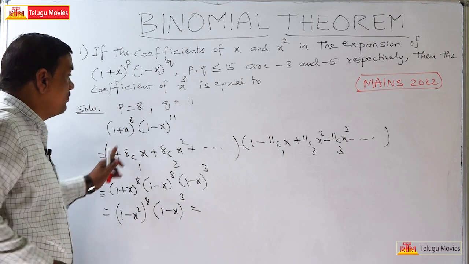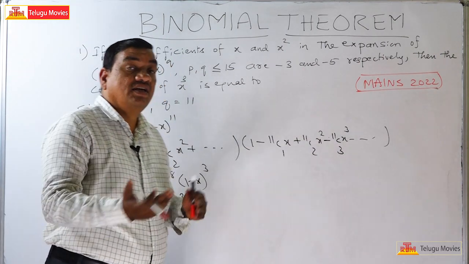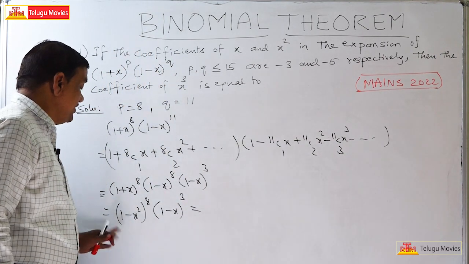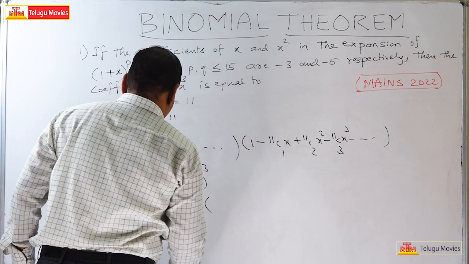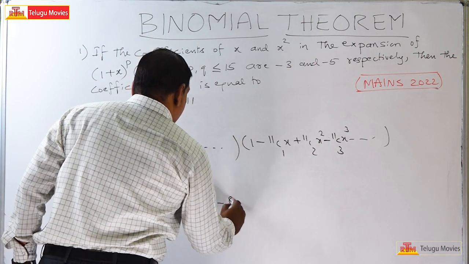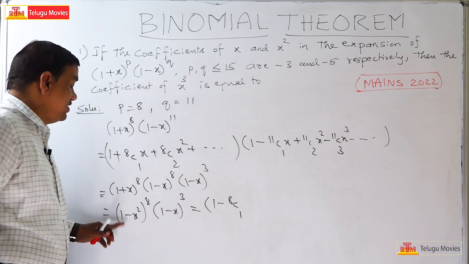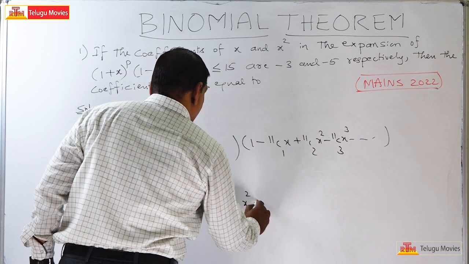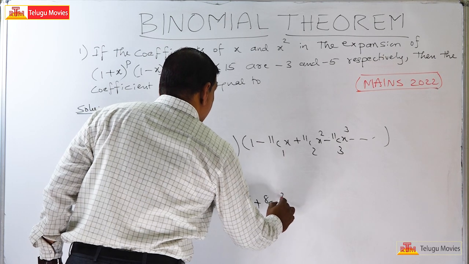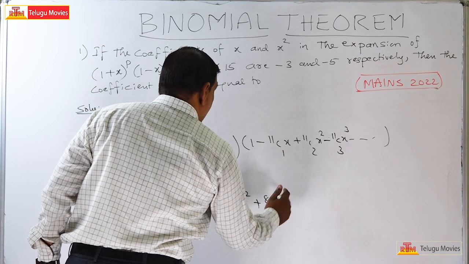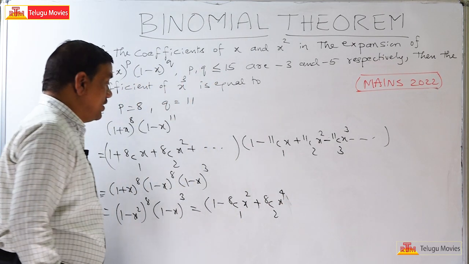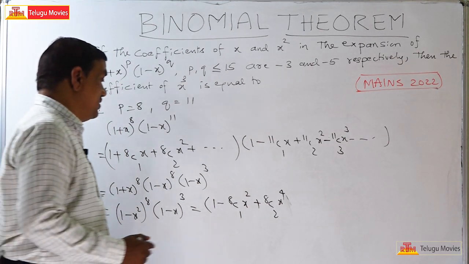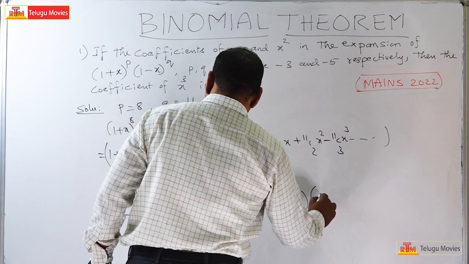So we can take 1 into minus 11c3, like that also you can take. So better, I think it is easy to do that. Right? 8c0 into 1 minus 8c1 into x square plus 8c2 into x square whole square, that is x to the power of 4. Okay, now, so on.